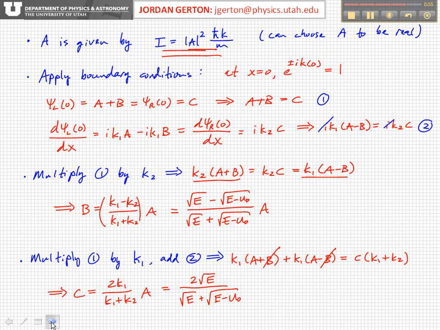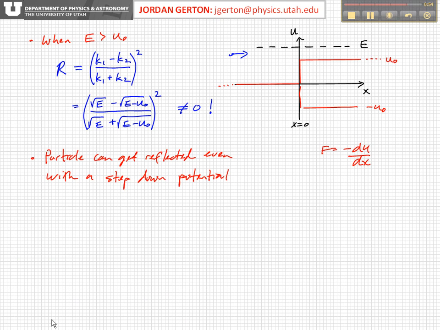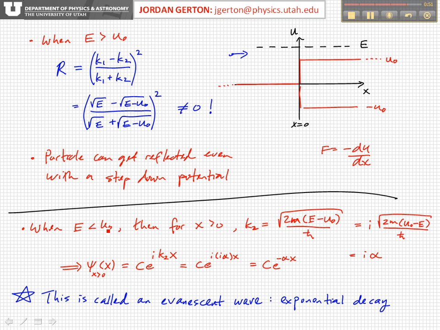Okay, so with that, we find that when E is less than u naught, then for x greater than 0, k2 is going to be the square root of a negative number because E is less than u naught. So this is negative. So if we multiply this by minus 1 so that we can rearrange it, then we have the square root of minus 1, or i, outside.